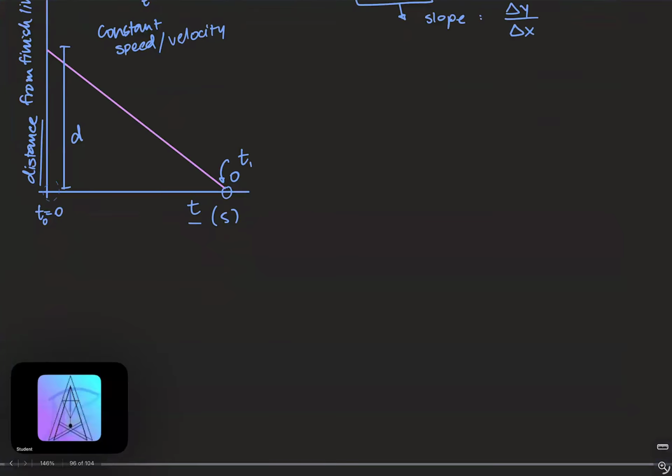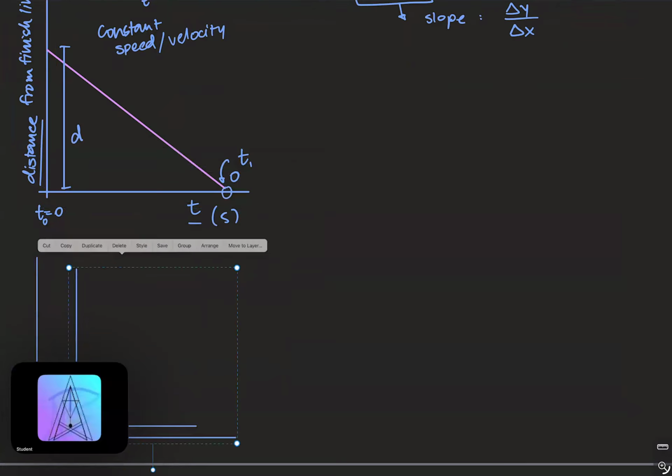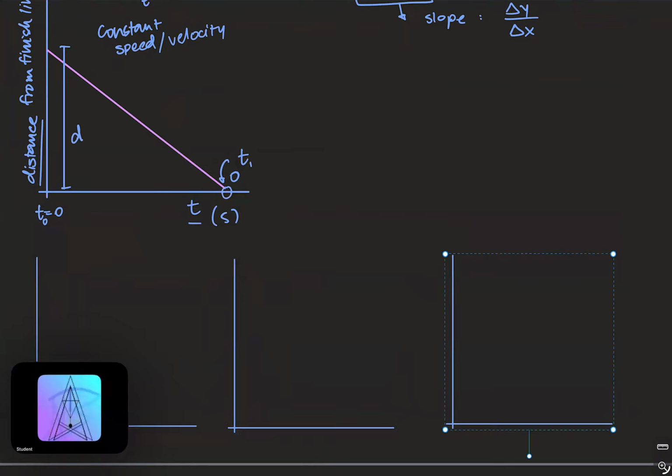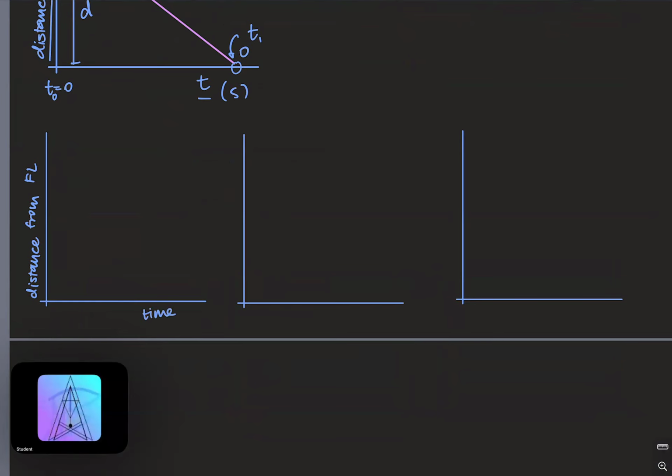Now let's look at another example, actually. Let me make these graphs a little bit smaller, and let's make a couple copies of them. This is still distance from the finish line. I'm just going to abbreviate it as FL, and this is time. Now the next example looks something like this. What do you think the car is doing in this scenario?